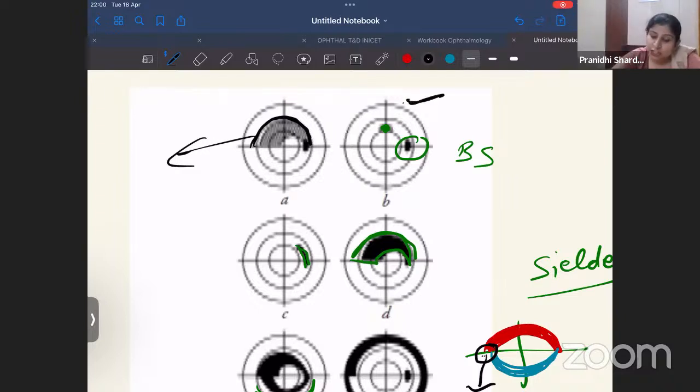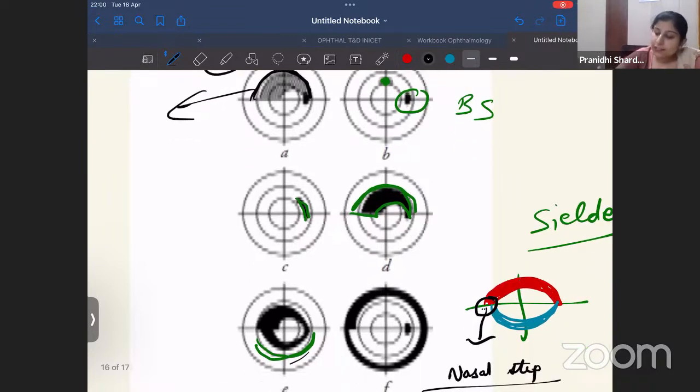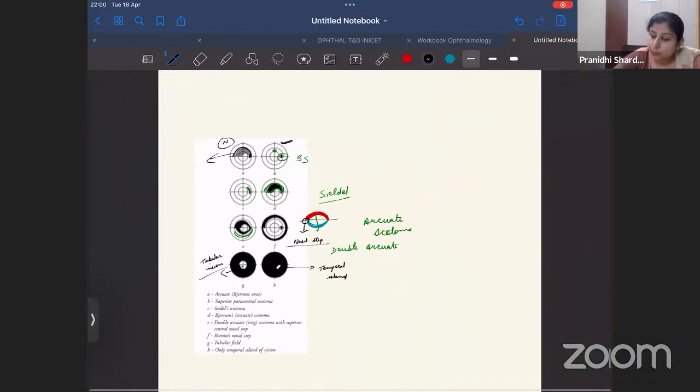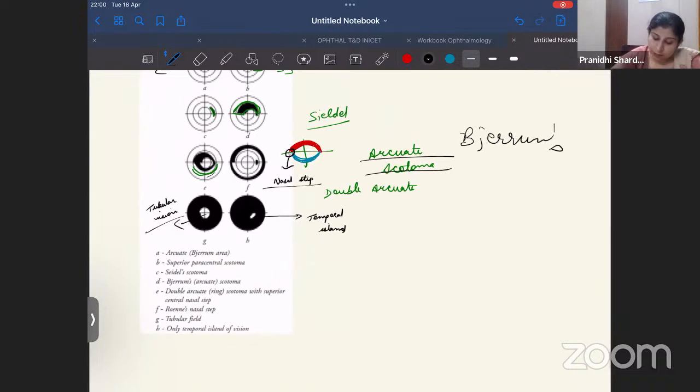The glaucomatous changes start from the paracentral scotoma. This is the normal area which they have shown in the diagram. That is why this arcuate scotoma is also known by the name of Bjerrum's scotoma, because it involves Bjerrum's area. So these are: first is Bjerrum's area, next paracentral, then arcuate, double arcuate, nasal step, tubular field, and only the temporal island of field of vision.